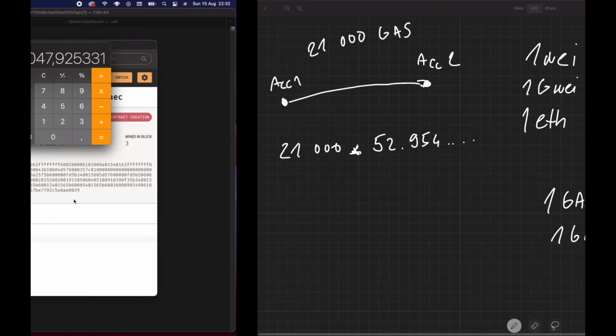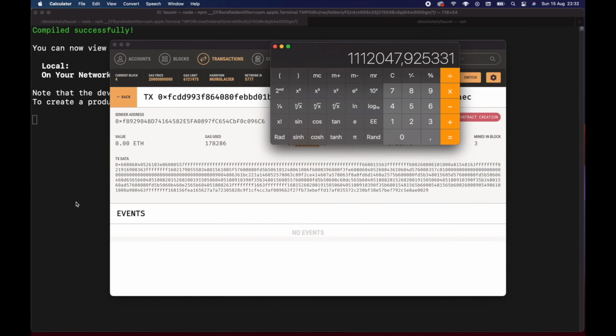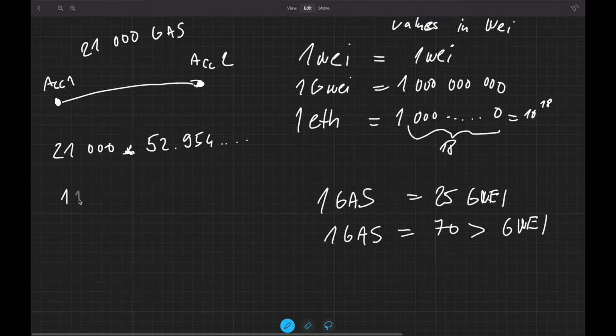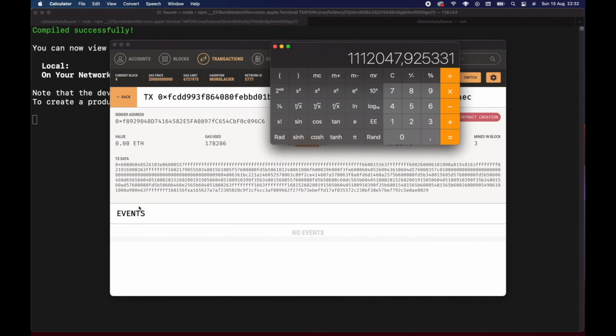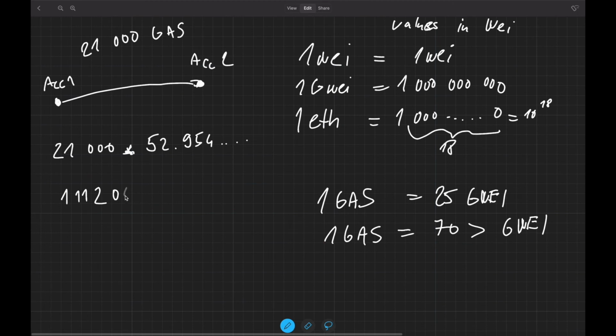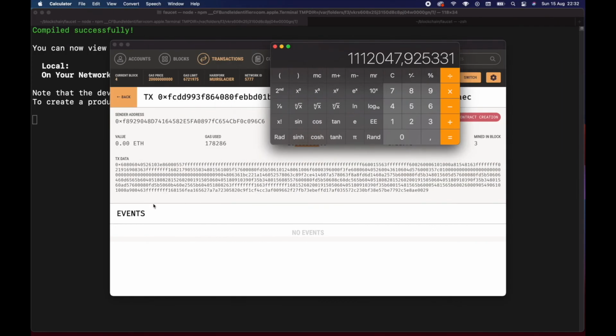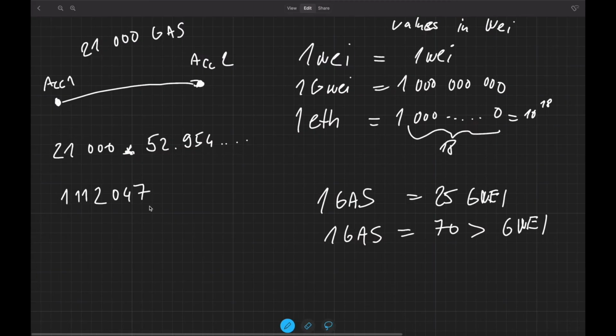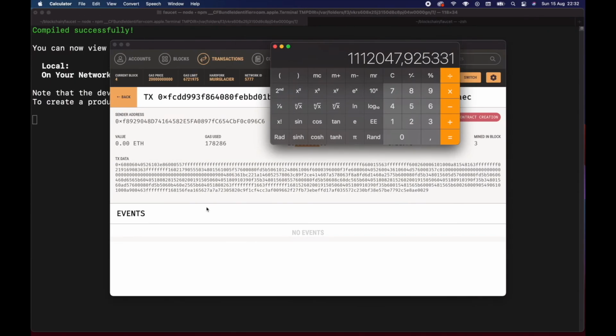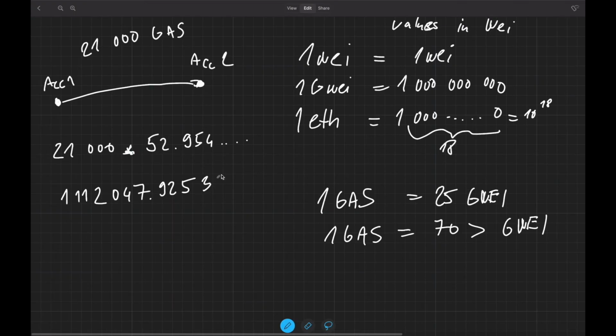So we have here the value. What was the value? 112,047.925,331.